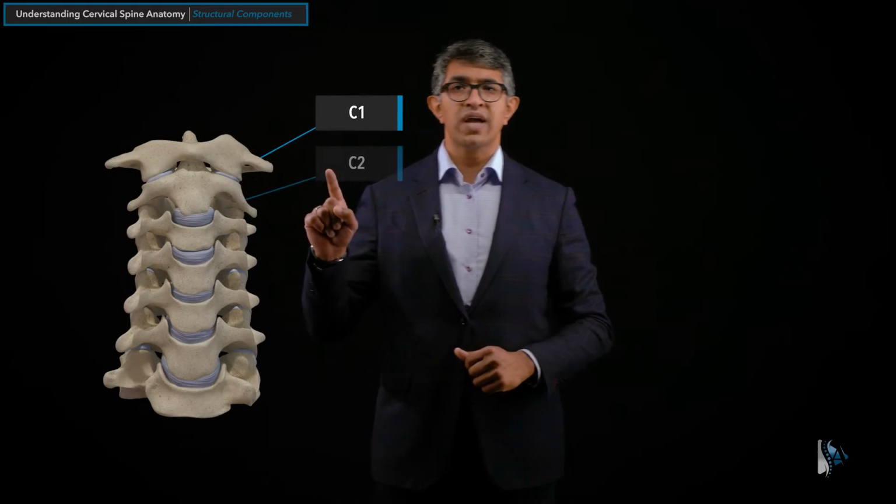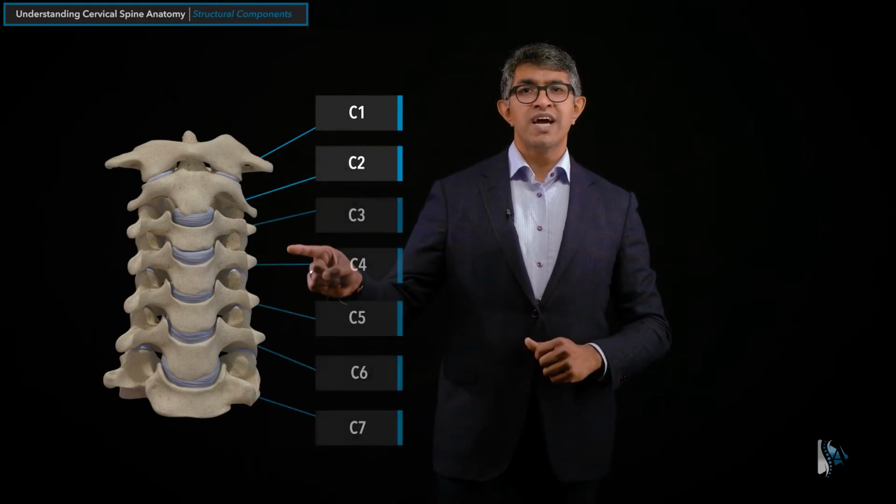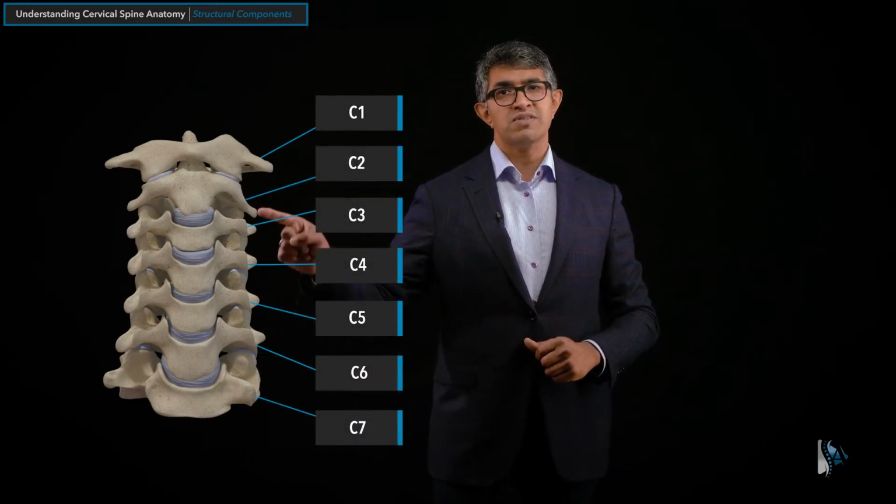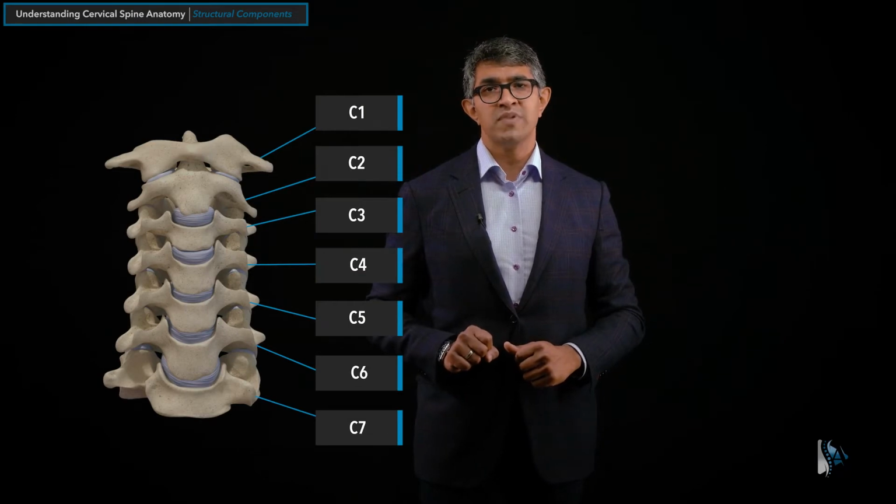C1 and C2, again, look a little bit different. C3 down, these all kind of look the same. This is the subaxial spine once again. Now we'll talk a little bit more. That's the stack of blocks, but now what connects these blocks? There are a couple of important types of structures.